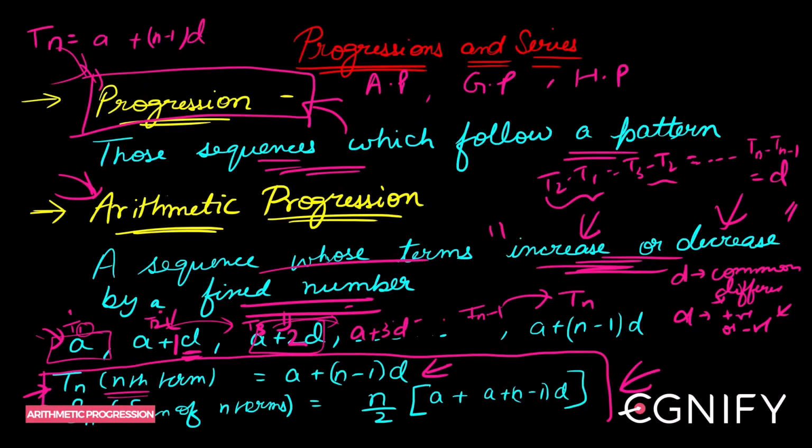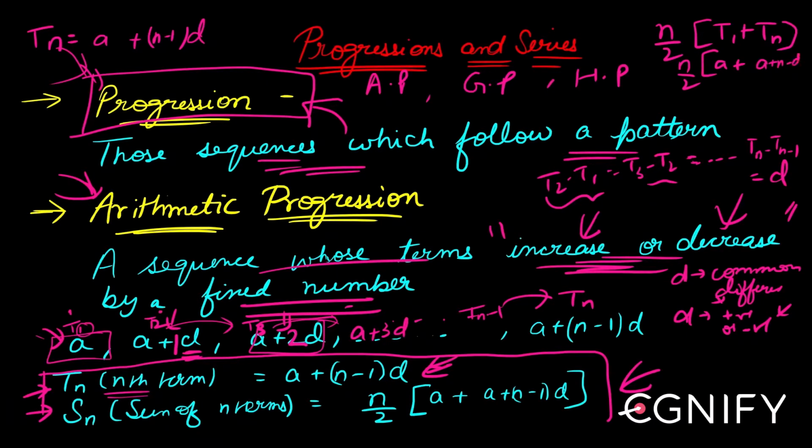The next thing is the sum of n terms. This also you have seen in your 10th. The sum of n terms of an arithmetic progression is n by 2 into first term plus last term, or the nth term. Your first term is a, your nth term is, from this formula, a plus n minus 1 into d. So the formula for the sum of n terms of an AP is n by 2 into 2a plus n minus 1 into d.